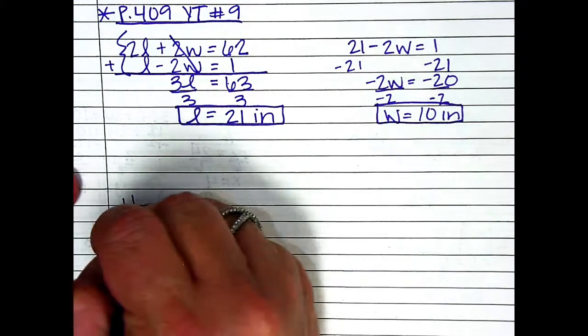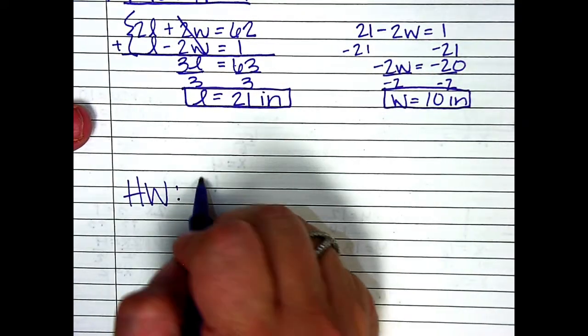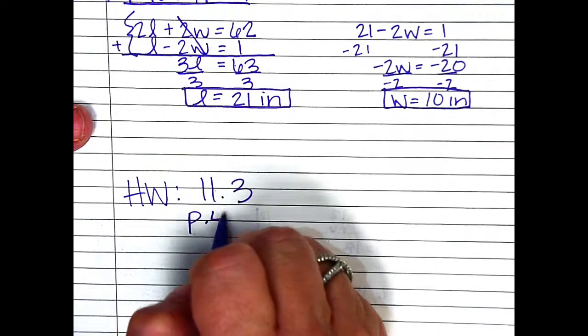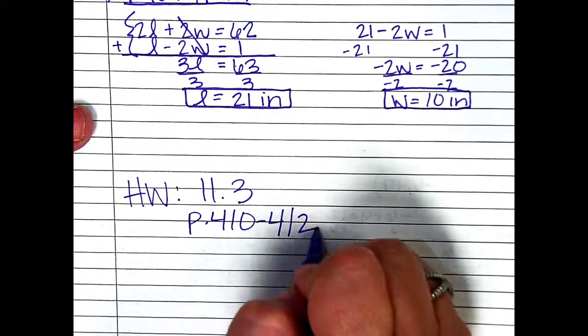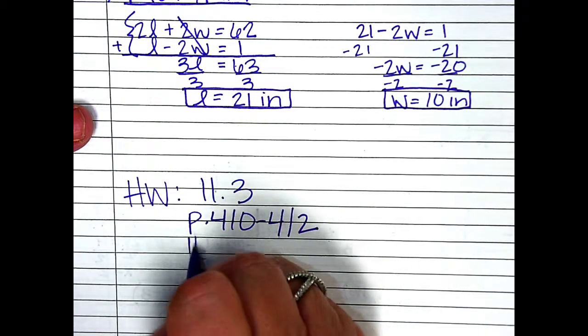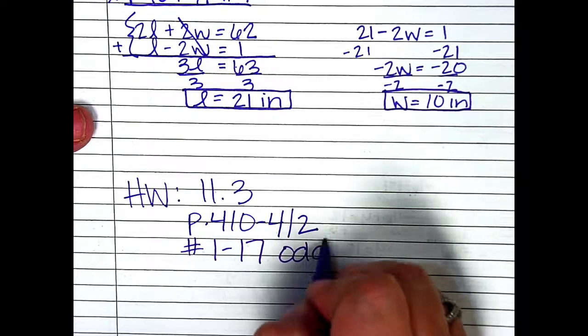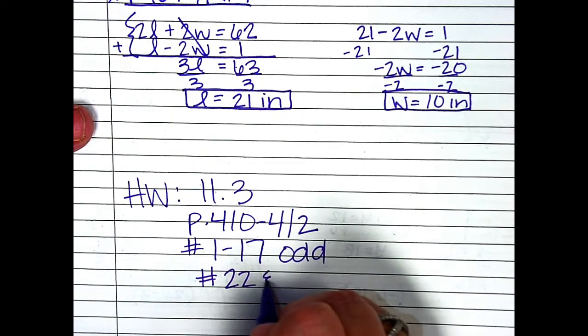Your homework with this lesson is 11.3, page 410 to 412, numbers 1 through 17 odd, and then we're also going to do number 22 and 24.